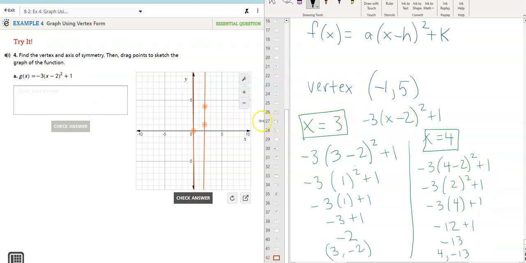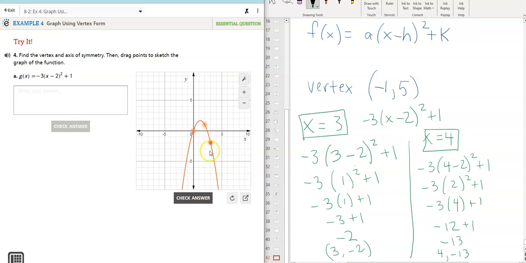Okay, so over here I said, all right, my vertex is here at 2. So I'm going to go 1 more and say, what if x is 3? I plugged that into my equation here, and I said x is 3, and I solved, and I got this point right here, 3, -2. So I'm going to take one of my dots here, and I'm going to put it at 3, -2.